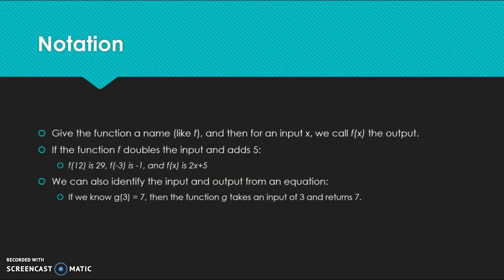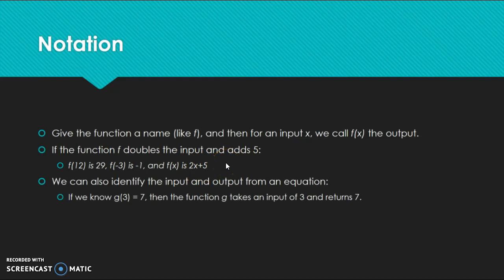The notation we use involves giving the function a name and then indicating the input inside parentheses. Tradition has us use f and g as the names of the functions most of the time, unless the function has another natural name. We read the parentheses like this as f of x. So if the function f doubles the input and then adds 5, we would read this as f of 12 is 29. Or doubling 12 gives us 24, adding 5 makes it 29. f of negative 3 is negative 1, and more abstractly, f of x is 2x plus 5.